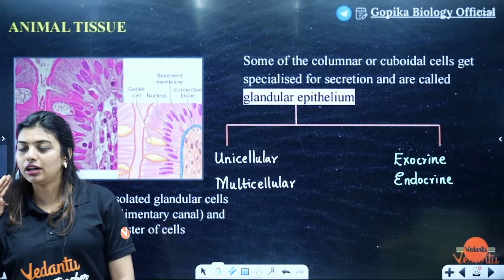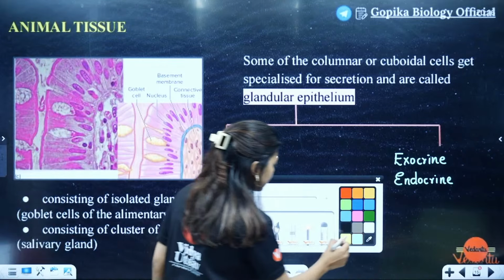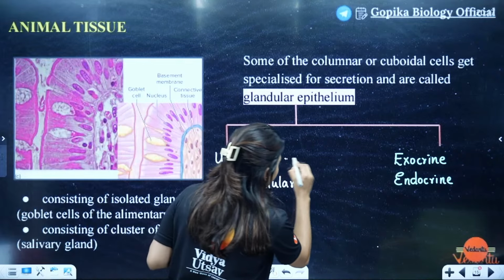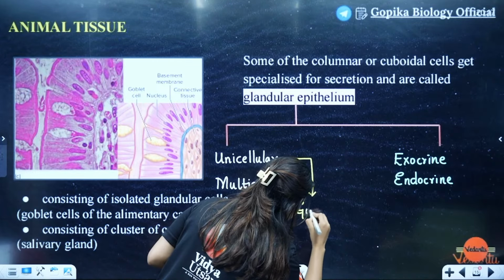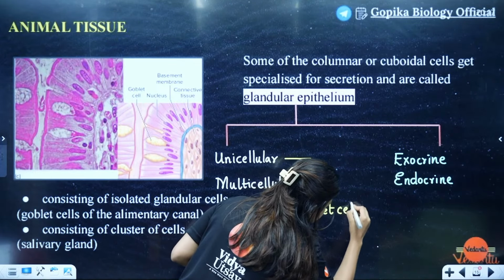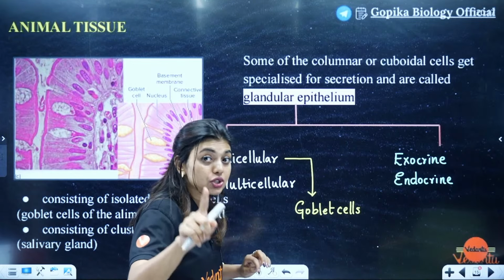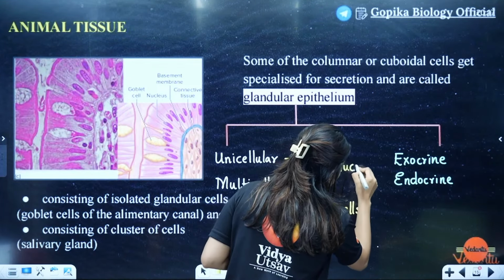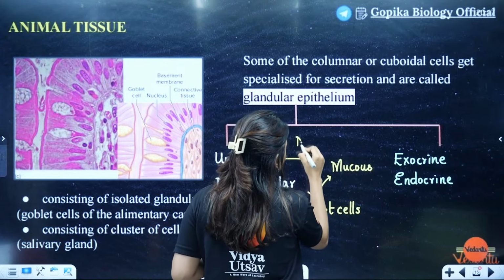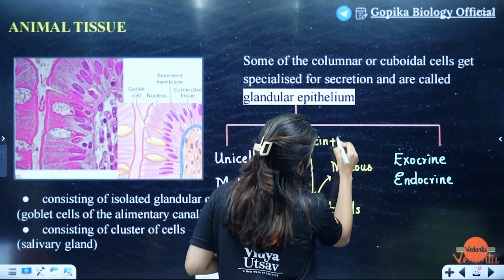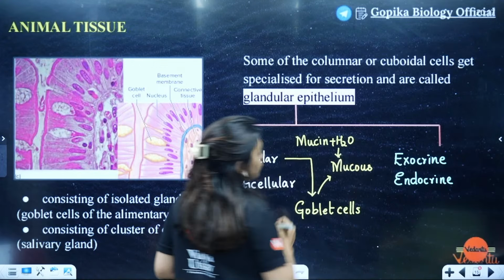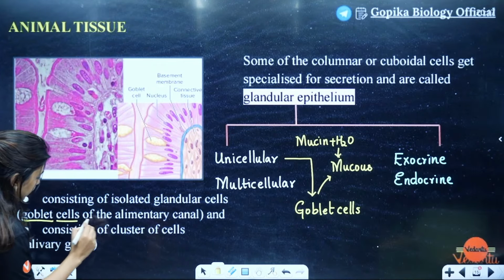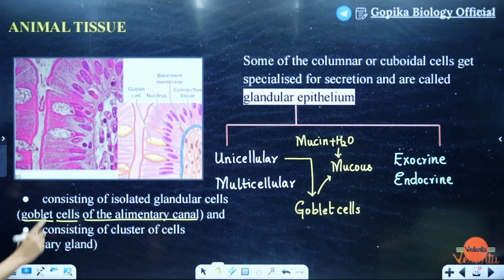Now, unicellular means what, students? Ma'am, just now only told, no, single cell. Now the unicellular example you have to know is goblet cells. Goblet cells are present in the alimentary canal, and they secrete your mucus. How is this mucus formed? Remember, it has a glycoprotein called mucin. When this mucin combines with water, you get your mucus. See, these are your lines of NCERT. Goblet cells of the alimentary canal are the example of unicellular ones.